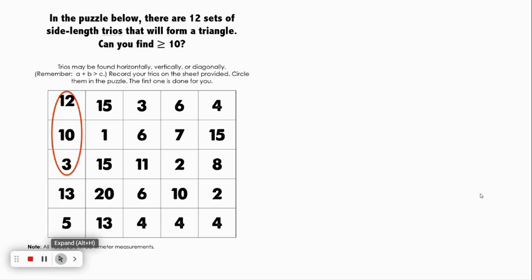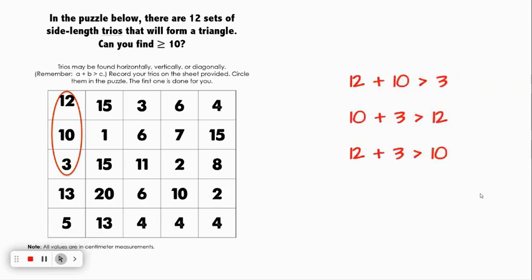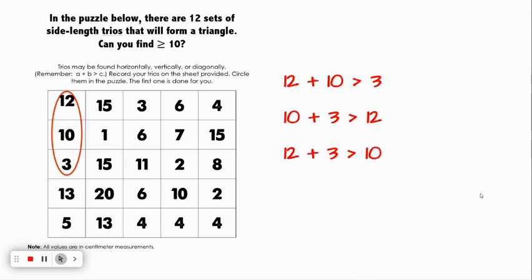Let's double check those sums to make sure. So we'll take two sides, 12 and 10, and when I add them together, must be more than 3. Well, of course, 12 plus 10 is 22. That is greater than 3. Then you've got to check another set of two, 10 and 3. So 10 plus 3 is greater than 12. That's right, because 13 is greater than 12. And then finally check the last group, 12 plus 3 is greater than 10. And that's right, because 15 is greater than 10.